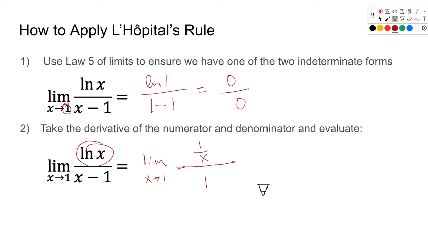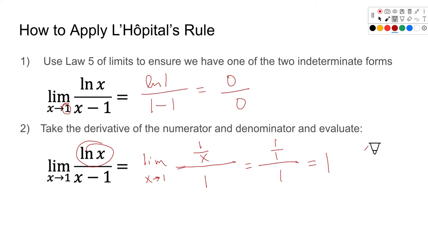And now we apply law number 5, which says we can just plug the 1 in. So we plug the 1 in the top and we get 1 over 1. We plug the 1 in the bottom, there's no place to plug it in. It's a constant, right? So 1 divided by 1 is 1 over 1. This now has a limit of 1. So according to the rule, the limit of the derivatives is equal to the limit of the original functions. So we can now say we can find this limit.